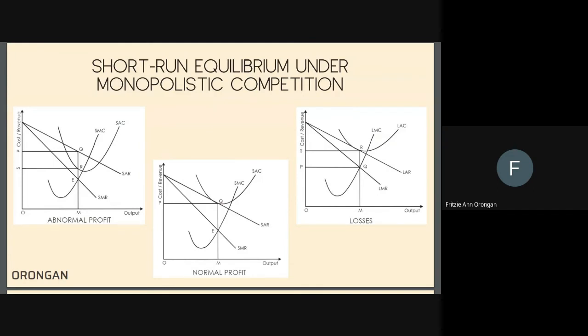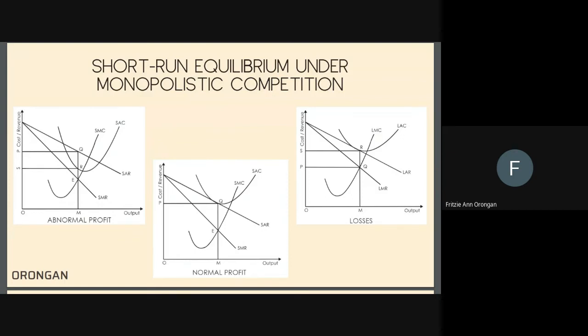So these are diagrams of short-run equilibrium under monopolistic competition. The first diagram is about short-run equilibrium under abnormal profits. So we can see in the diagram the SAR, or the short-run average revenue curve, which is also the demand line. SMR is the short-run marginal revenue curve, SAC is the short-run average cost curve, and SMC is the short-run marginal cost curve. SMR and SMC are equal at point E.